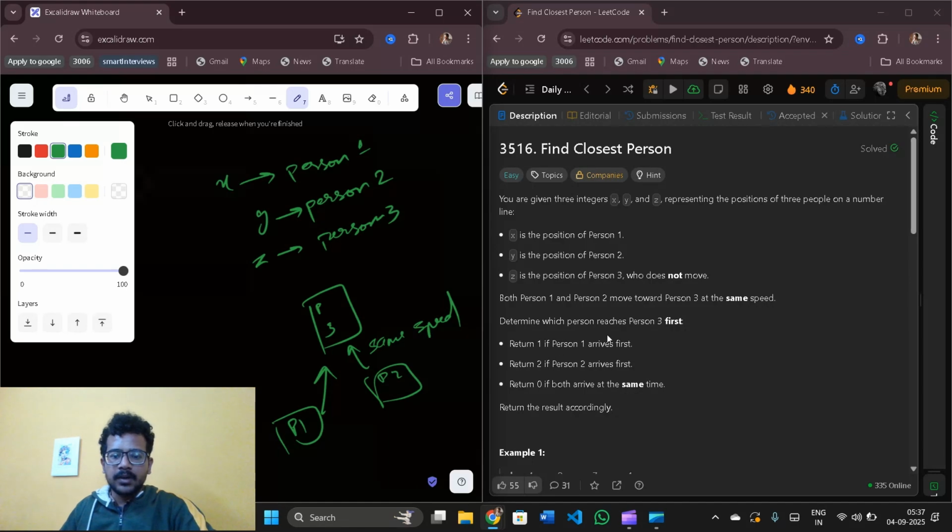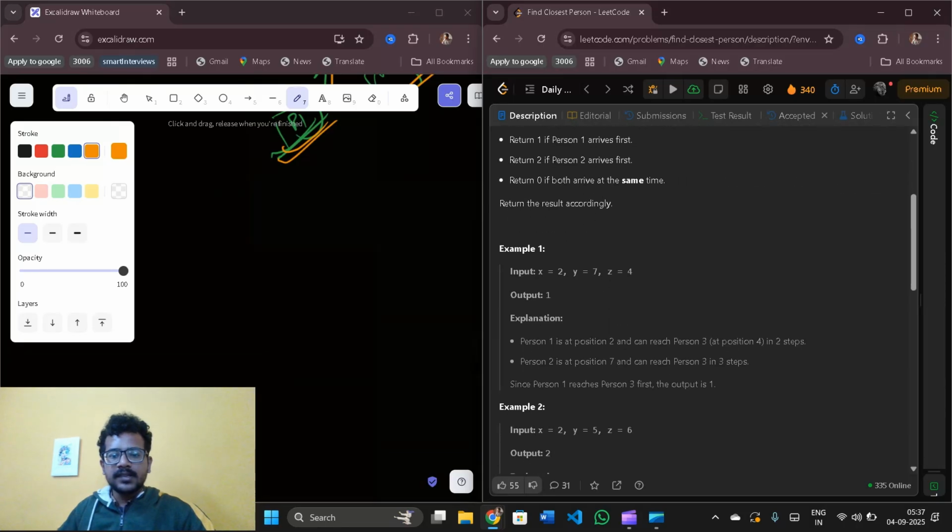Return 1 if person 1 arrives first. So if person 1 arrives first, then we need to return 1. If person 2 arrives first, then return 2. Now, return 0 if both arrive at the same time. So if both arrive at the same time, then we need to return 0. Now let us look at some examples.